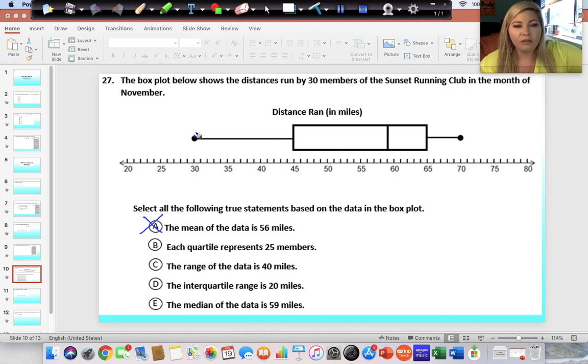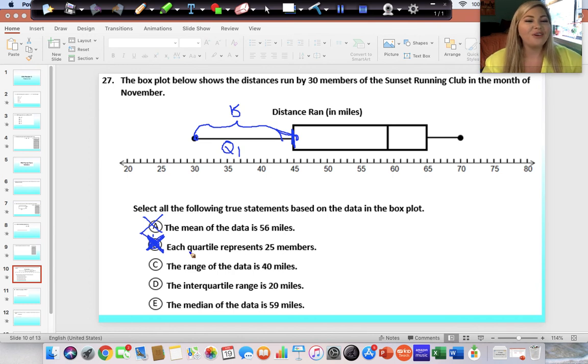Each quartile represents 25 members. Well, from here to here is the first quartile. That's quartile 1. And it goes from 30 to 45, which is only 15. So that answer is not correct. Okay, the range of the data is 40 miles.